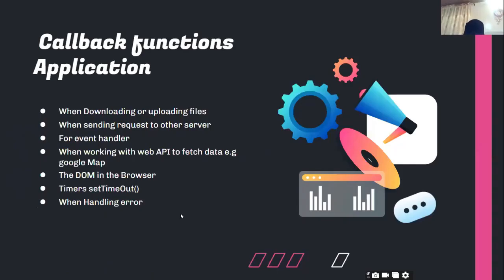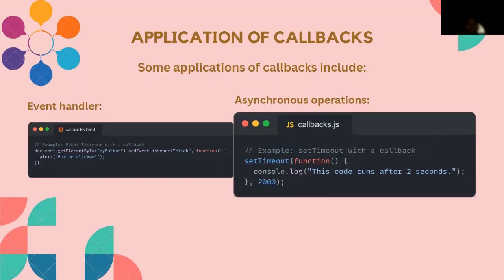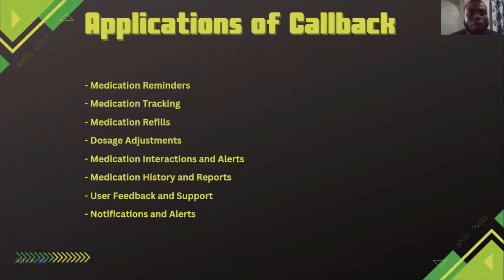Okay, so there are different applications of callback functions. The very first of them is when downloading or uploading files, like uploading a file on Google Drive. It's going to take some minutes, and it's only the developer that can detect that. It might take some minutes before that goes through. Then they can use the setTimeout function to do that. Also, among the applications of callbacks are event handlers. Every event handler has a callback. These are the applications of callback functions.